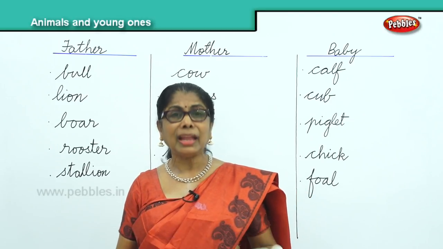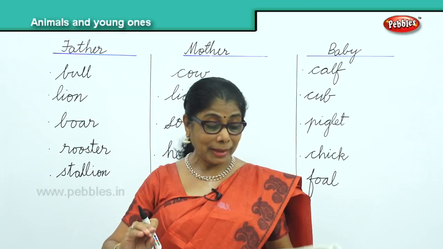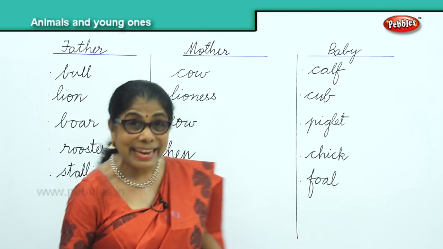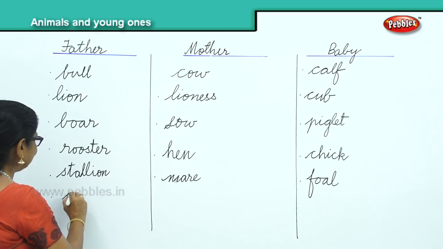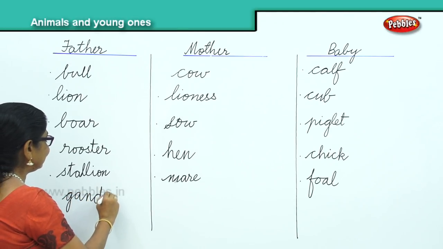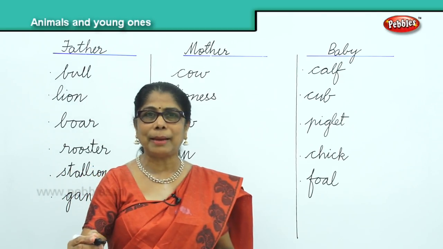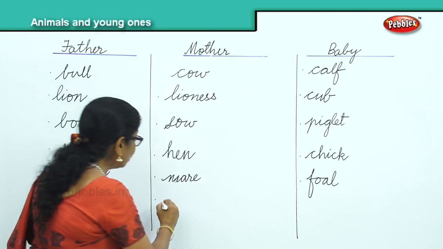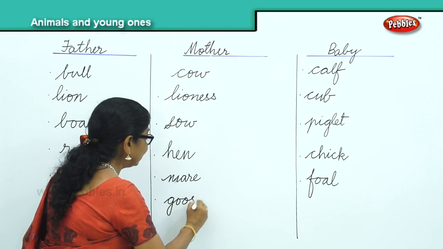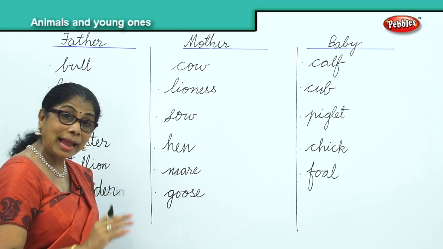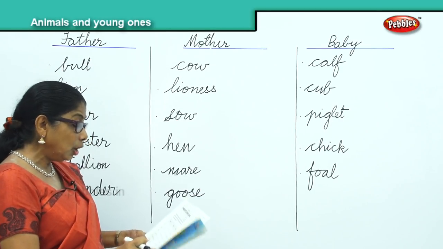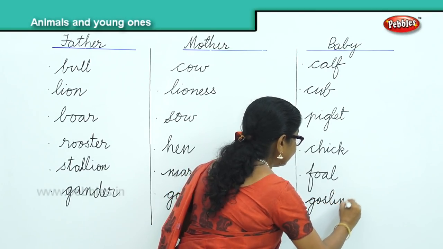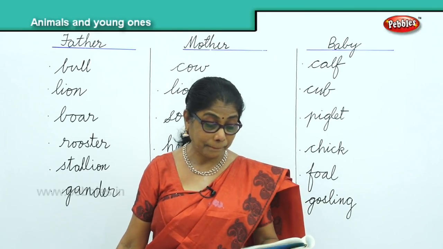Okay, now let's talk about the goose. You like goose? And the goose baby is called gooseling. What is the daddy called? The daddy goose is called gander. I'm sure you remember the nursery rhyme, Goosey Goosey Gander. Yes, so gander is the daddy, the male one, and the female is called goose, double O. And the baby of the gander and the goose is called gooseling.